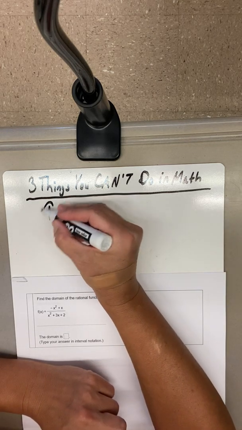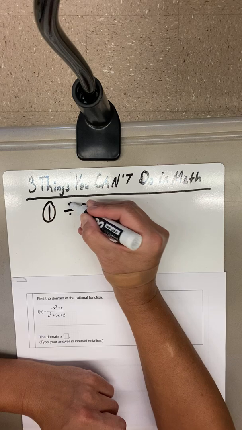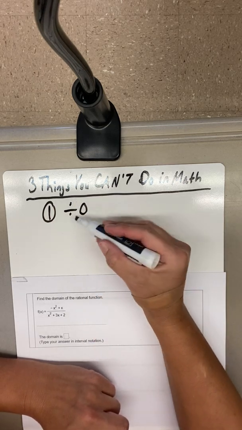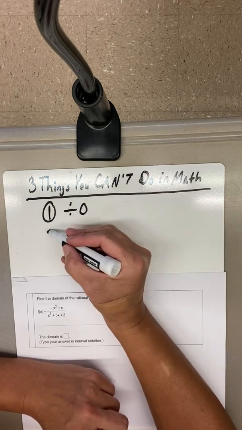All right, the first thing you can't do is divide by 0. You can't do that. Hey, that looks like a smiley face sideways. Anyway, can't divide by 0.